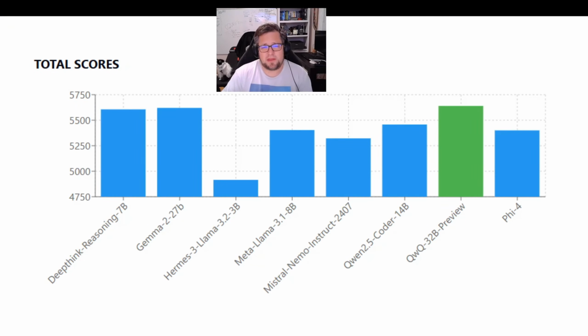Ultimately, we end up with the total score. I went through and added all the scores up from all the models, and we ended up with QWQ 32B Preview taking the win, followed by the Gemma 2 27B, followed by the Deep Think Reasoning 7B, and then the Qwen 2.5 Coder 14B, and then Phi 4. I did not think Phi 4 was going to get fifth place here. I thought it was going to easily take second or third, and the fact that it scored very similar to Meta Llama 3.1 is kind of interesting to me.